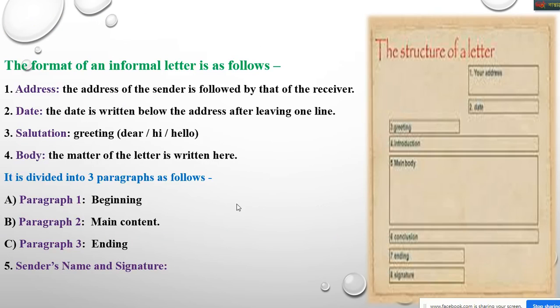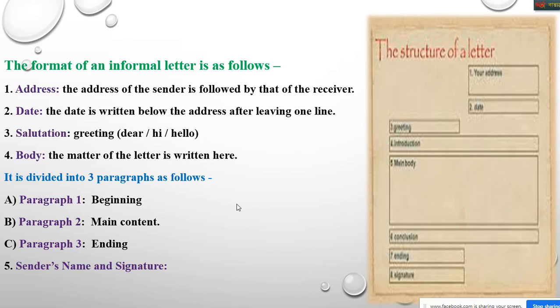So let's see what happened here in this slide. The format of an informal letter is as follows. You see some structure, some format given, what we used to write, what are the templates we use when we go for writing an informal letter. First, the address. Actually, we mention the address. The address of the sender is followed by that of the receiver. Then the date. The date is written below the address after leaving one line.